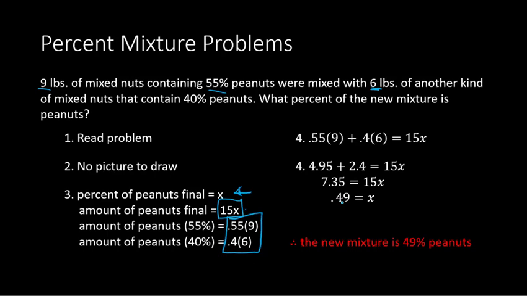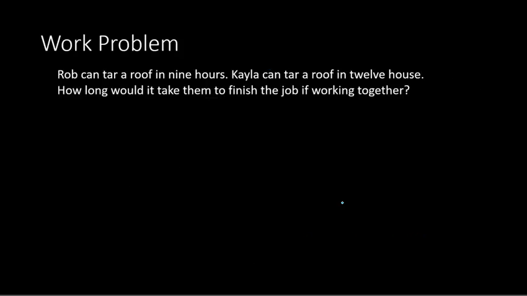So now we have this type of problem, and then the last kind is going to be a work problem. So in this example, we have: Rob can tar a roof in 9 hours. Kayla can tar a roof in 12 hours. How long would it take them to finish the job if working together?